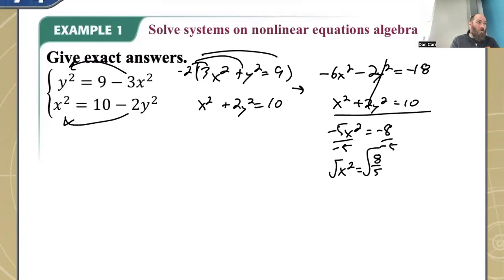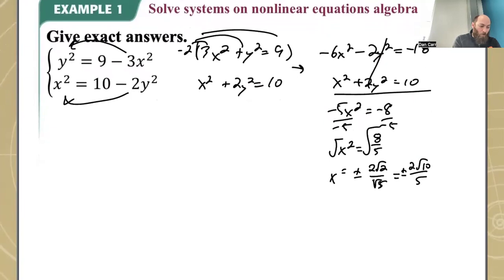And then I square root both of those. So when I do this, it'll turn into a plus or minus 2 root 2 over root 5. When I rationalize this, multiply both the numerator and denominator by root 5, I'm going to get 2 root 10 over 5. So that's plus or minus 2 root 10 over 5. So what that means is if I plug this in, I want to go back to one of my equations. I want to solve for y, so I'm going to do this one. So y squared is equal to 9 minus 3 times 2 root 10 over 5 squared.